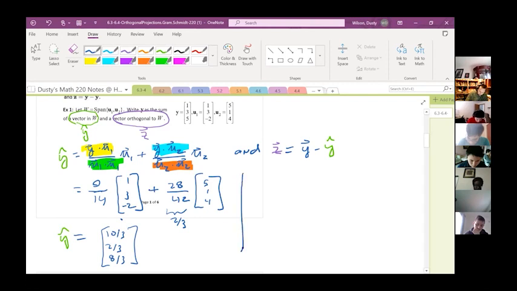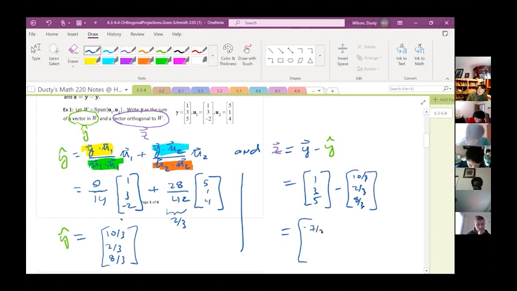And so then we also need to find our z vector. So our z vector is going to equal the y vector, which was 1, 3, 5, minus all that garbage. Which is a funny way of writing, what do we have, negative 7/3, 7/3, and 7/3.